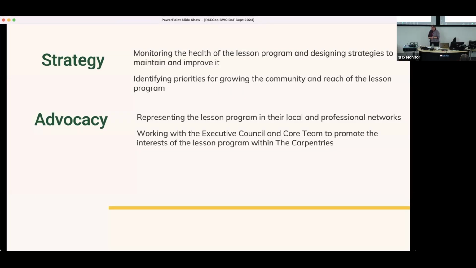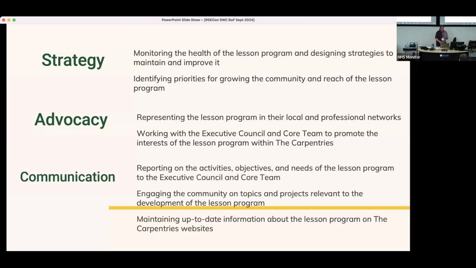Yeah. We only look after Software Carpentry. Data Carpentry and Library Carpentry have their own LPGC, but as far as I can tell, Data Carpentry doesn't really exist. It's supposed to, but crickets. So we're the most active of the three, I think is fair-ish. Library is probably up there too. I think we were quicker to get set up than the others. We report on activities, objectives, and needs of the lesson programme to the Executive Council and core team. I'm here trying to engage you on topics and projects, and maintaining up-to-date information about the lesson programme.